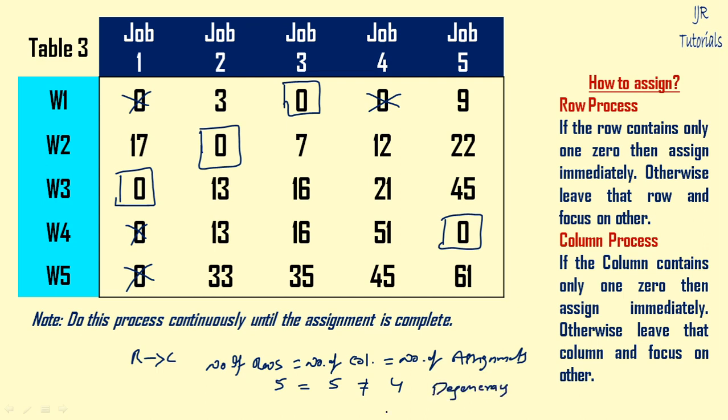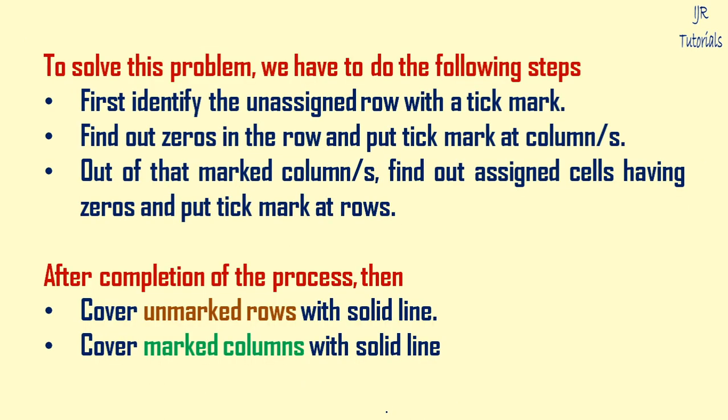So we can say that it is a degeneracy problem. If we get this type of problem, what is the procedure to solve it? You have to follow these particular steps. To solve this problem, we do the following. First, identify the unassigned row with a tick mark. This is very important: the unassigned row.